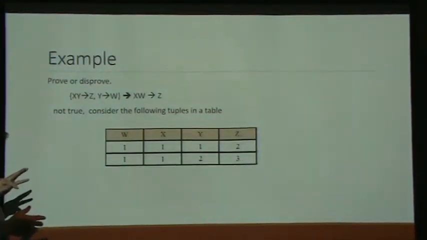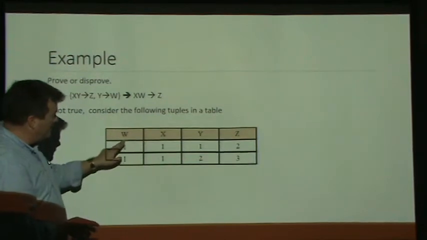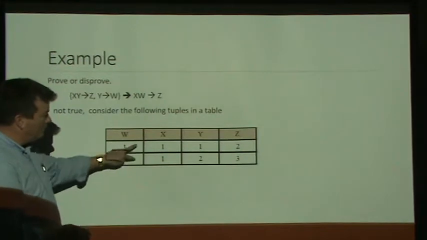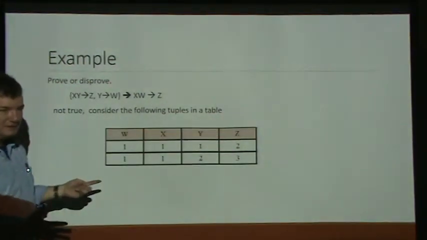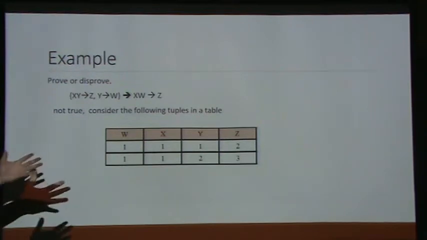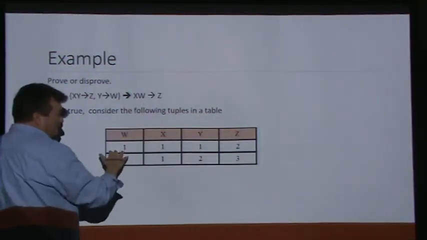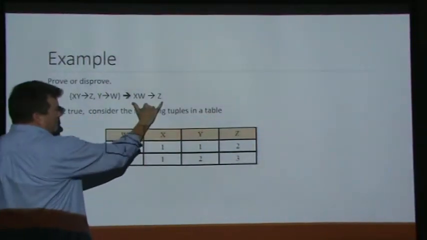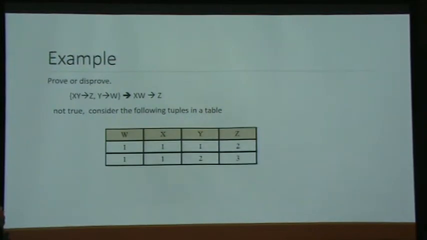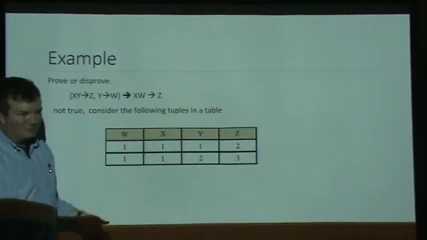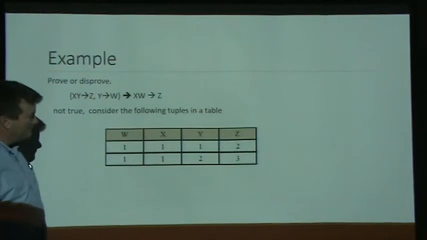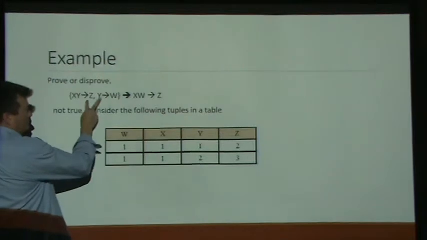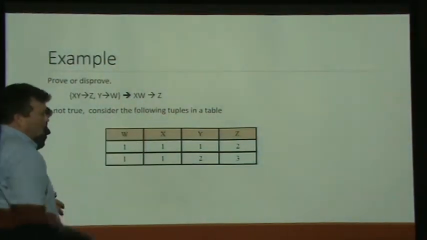We needed to contradict when X and W match. In this case, they're both 1 and 1, but they produce 2 different Z's. So to prove this is not true, you just need a 2-row table. Both rows follow all of this, but contradict this. We could have used letters or numbers, it doesn't really matter. What we want is a counterexample: a table that follows this rule and this rule, but doesn't follow that one.